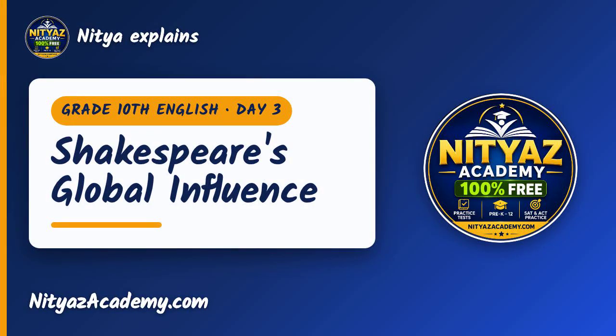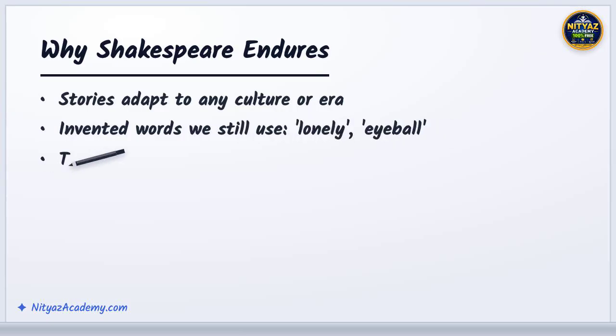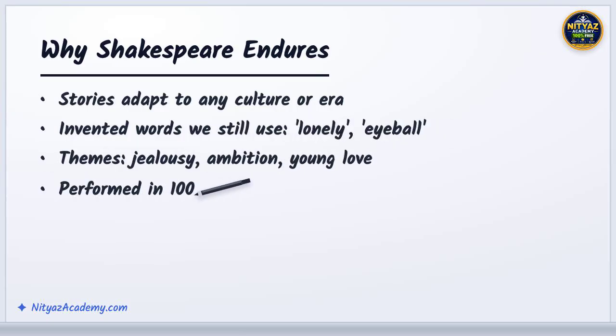Let's learn Shakespeare's global influence together, step by step. Shakespeare's plays are performed in more than 100 languages because his stories bend to fit any culture. A tale of feuding families or reckless ambition feels at home in any city. He even expanded English itself, coining words like lonely and eyeball that we still say daily. When a writer shapes the very language you speak, his influence is impossible to escape.